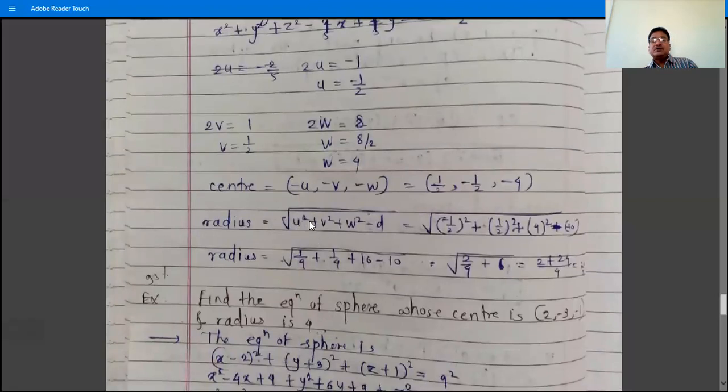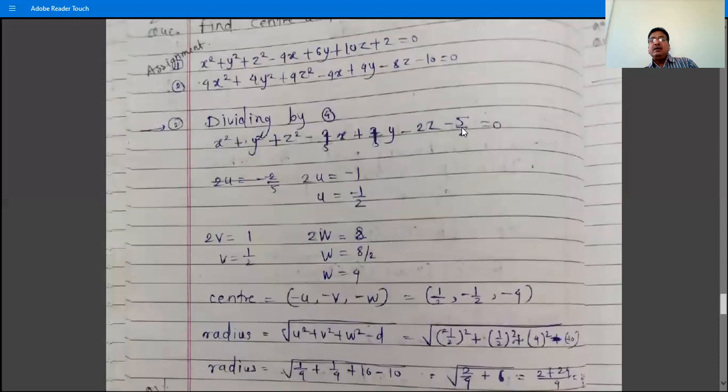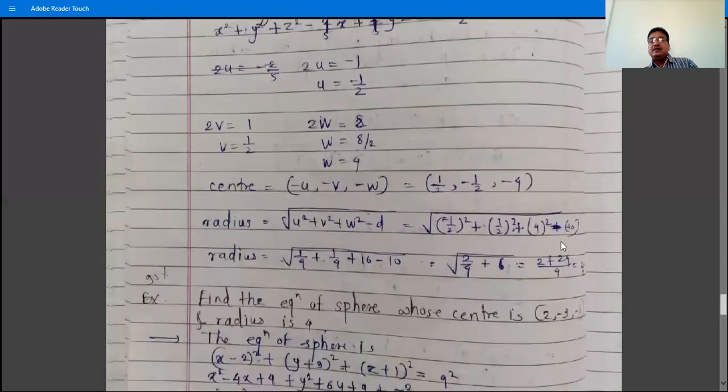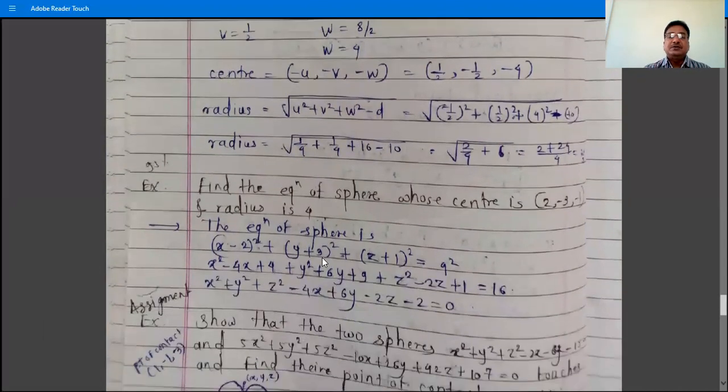The formula is root of u square plus v square plus w square minus d. So write minus half square, because u is minus half, plus v is 1/2 square, plus in brackets minus 1 square, minus d. Already d is minus 5 by 2, so right here it is plus 5 by 2. The correction is at this place, plus 5 by 2. And then calculate it, and we have the radius of the sphere.